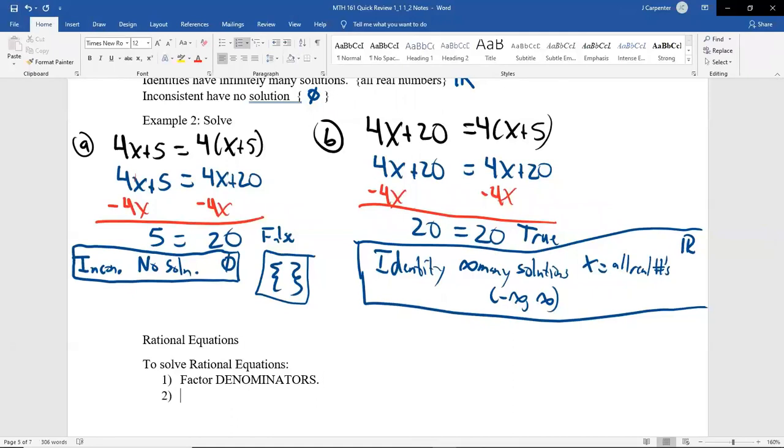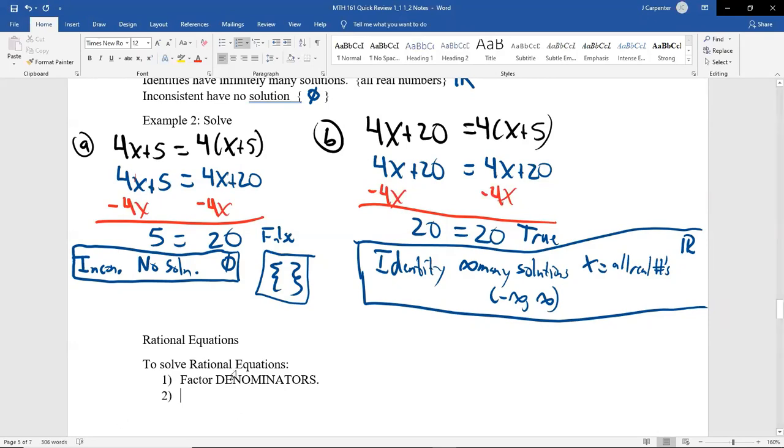Why are we factoring denominators? Because the word rational, remember, the word rational means fraction. You've got to remember that all semester long. We're going to be studying them on and off. Rational means fraction. What does rational mean? That's right, fraction.